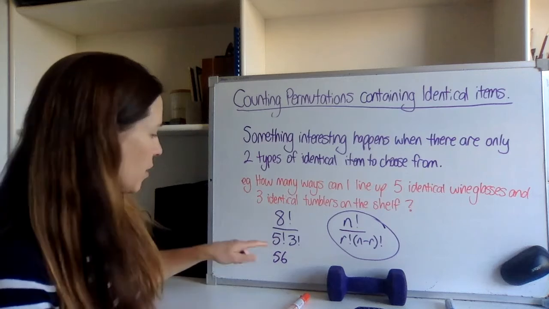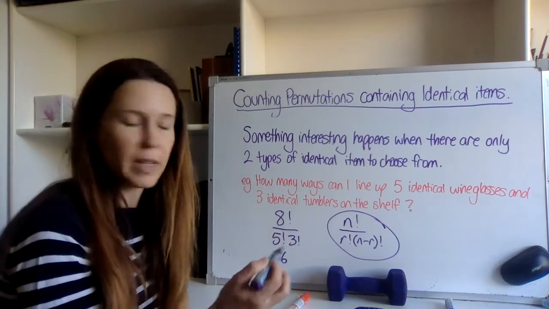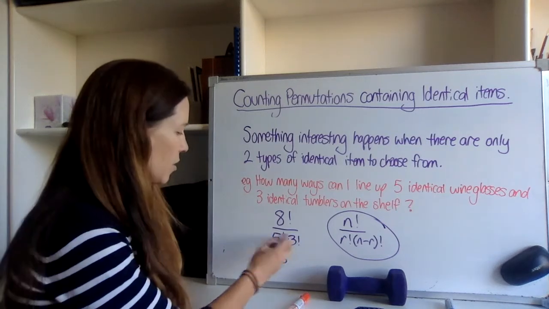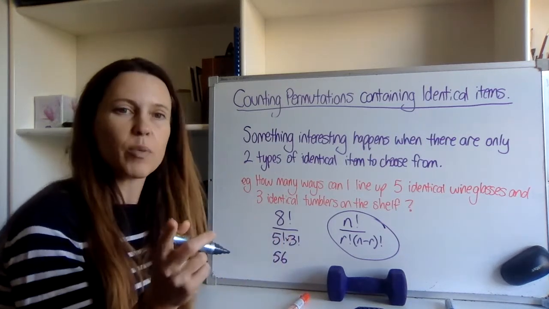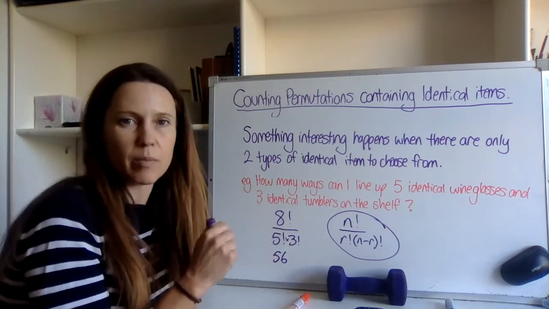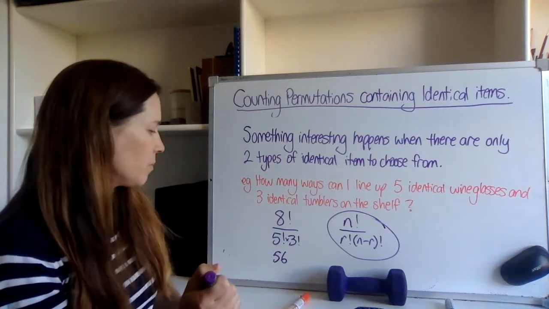But a quick thing to note here is that even though it's fine to write 5 factorial, 3 factorial without any multiplication sign, because we can leave that out and just assume that it's there, when you go to put it in your calculator, you still need to put that times sign. There's some multiplication signs that you can leave out on your calculator, but this isn't one of them.